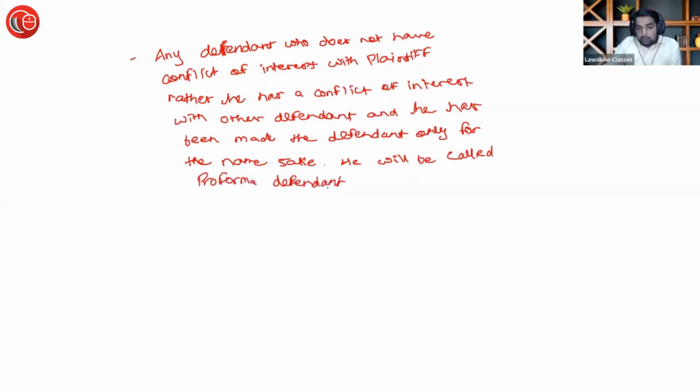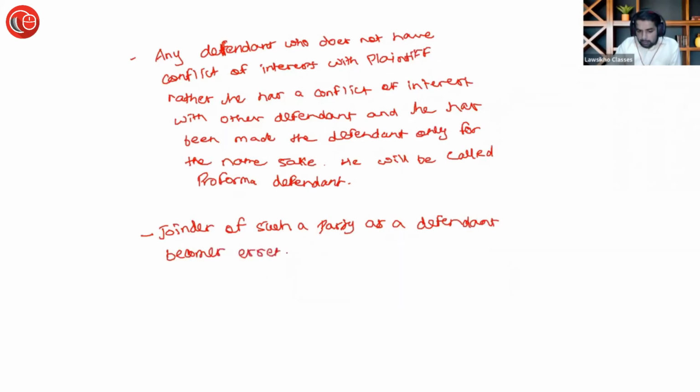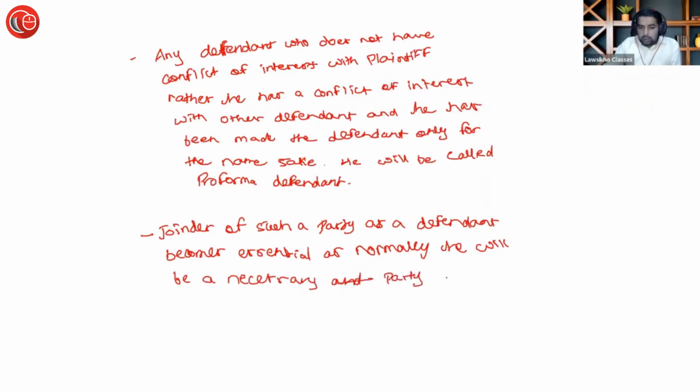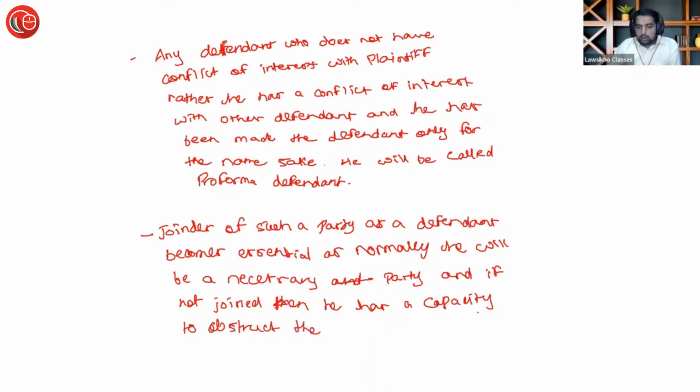And now why is his joinder important? Now joinder of such a party as a defendant becomes essential, as normally he will be a necessary party, and if he is not joined, then he has the capacity to obstruct the execution of decree.